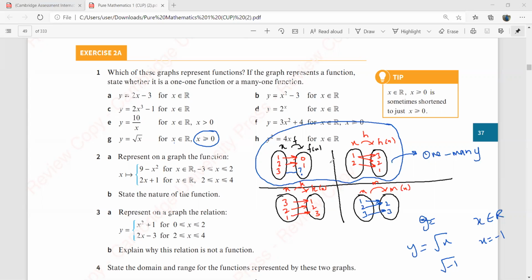Now, can I remove this diagram if it is clear that a function is undefined if you don't have the image in the range for any value of the domain? Can I remove this? Yes, Bacho? Okay, I have to remove this.